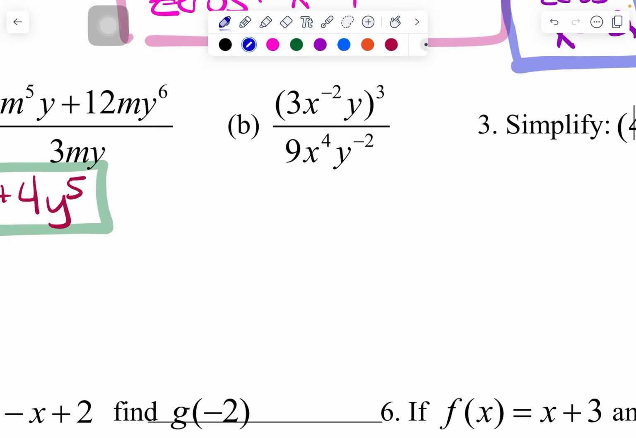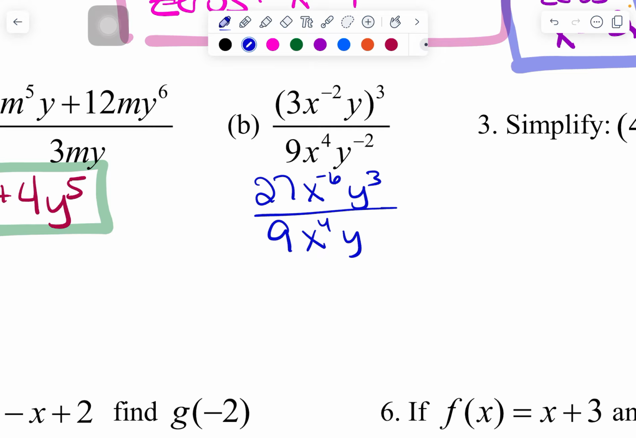All right, part B, simplify. Okay, starting up at the top, I need to cube that entire thing. So 3 cubed is 27. X to the -2 cubed is going to be x to the -6, and that's going to be y cubed. All over 9x to the 4th, y to the -2. Whew, okay, so let's start simplifying this. 27 over 9 is going to be 3. And then if I do a little quotient rule, I'm going to take the x exponent and subtract the other x exponent.